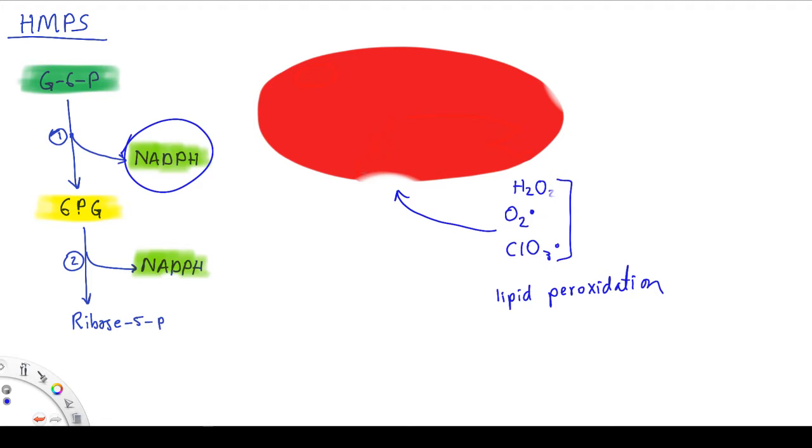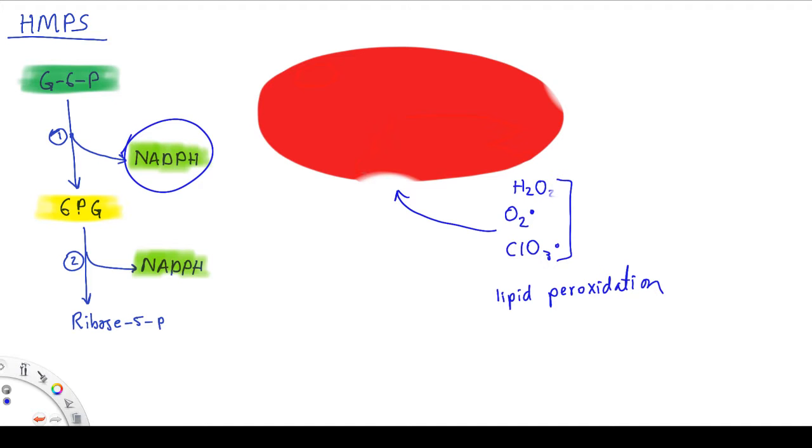So people who are glucose 6-phosphate dehydrogenase deficient are at risk of what? Free radical damage to RBCs. And then when the cell membrane is damaged, what happens to these RBCs? It's no longer flexible. It's no longer biconcave. It's what? Spherical. And it ruptures. So glucose 6-phosphate dehydrogenase deficiency will lead to hemolytic anemia. Okay?